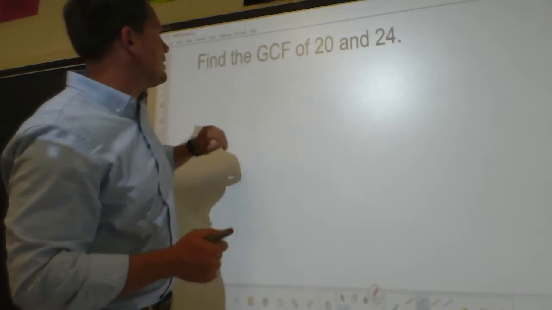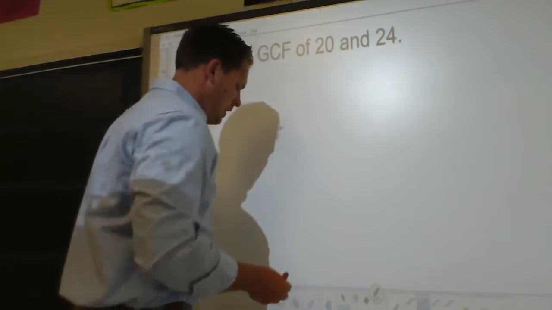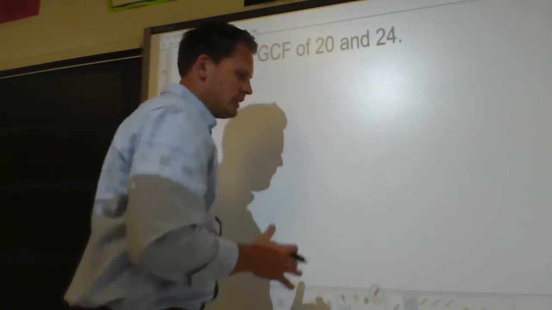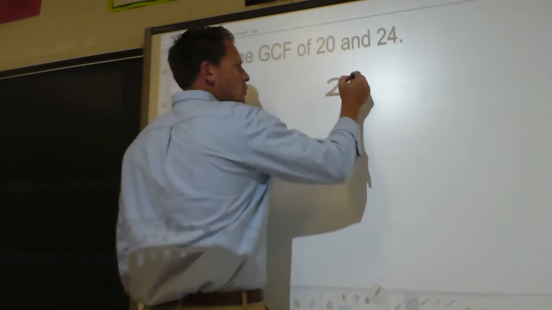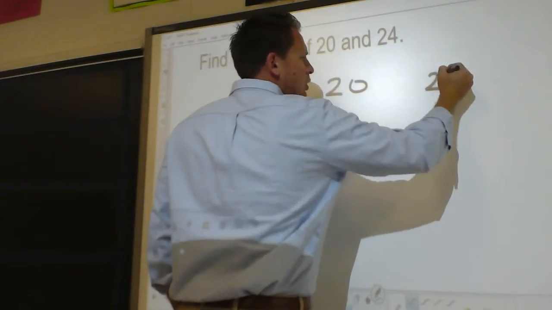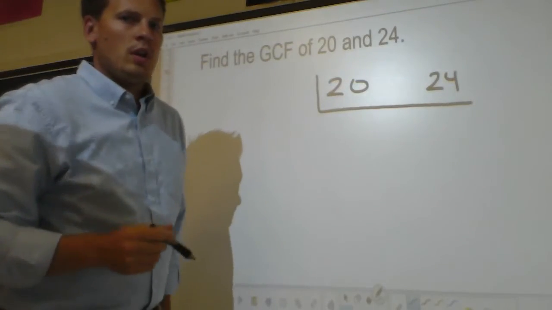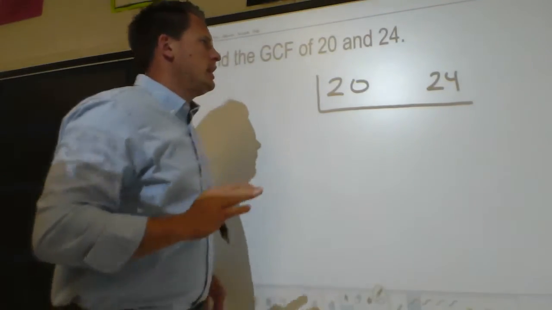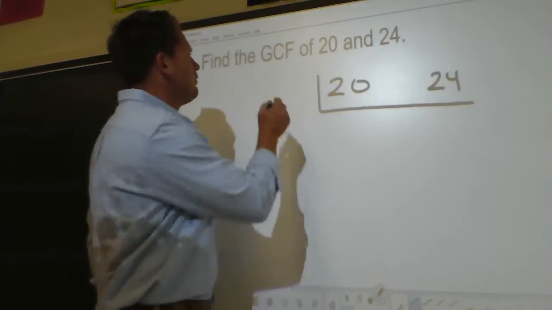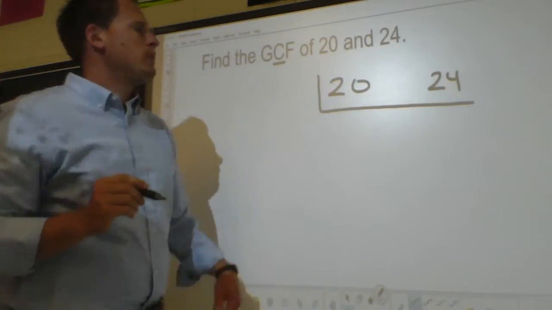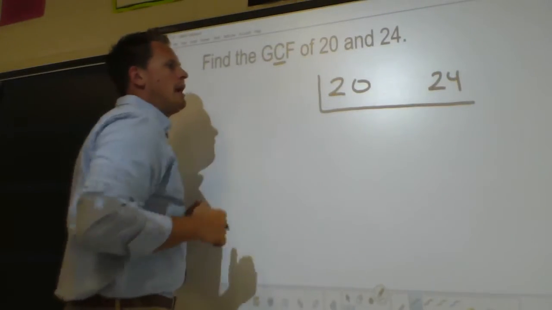All right, so let's do this. It says find the greatest common factor of 20 and 24. This is going to be a little bit different. It's a lot like the prime factorization. It's the same skill set. You're going to write 20 and 24 down. We're going to do a large upside down division. It's the same skill set, except instead of just doing it for one number, we're doing it for two numbers at the same time because we're looking for common factors, right? The greatest common factor. So we want all the common numbers that come out.